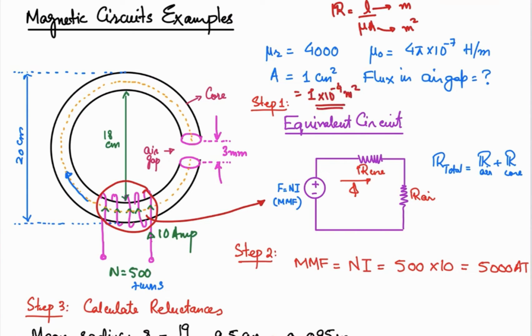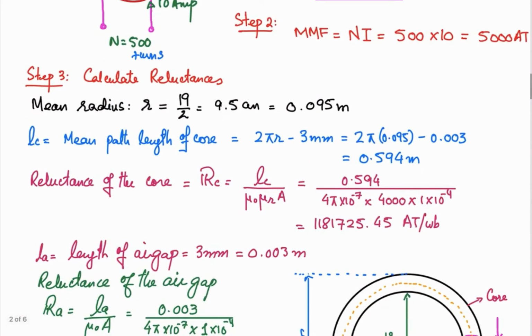10 raised to the power minus 4 is to convert centimeter square into meter square. So we will be taking that one, that's the free space permeability, the relative permeability, and then the area in meter square, and this is the length in meter. So from here you can calculate the reluctance of the core structure.